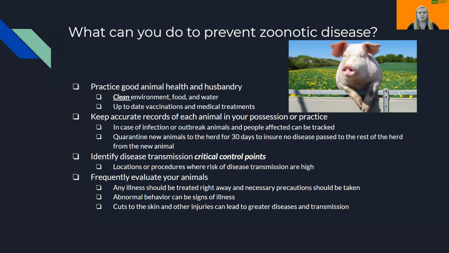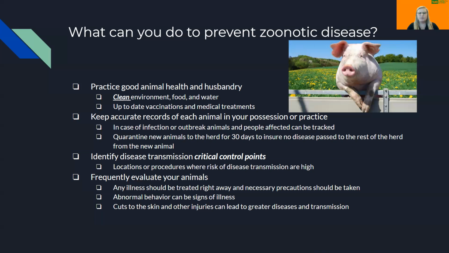Identify disease transmission critical control points. These are locations or procedures where the risk of disease transmission is high. Locations include fence posts for animals, their bedding, their feed troughs. If you have dairy cattle, any milking procedures that you're going to do are procedures where risk of transmission is high. If you're going from one pen of animals to another and not hosing off your boots or washing your hands, that is a procedure that you should be doing in order to limit the risk.